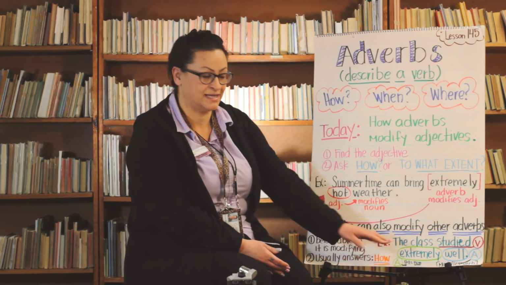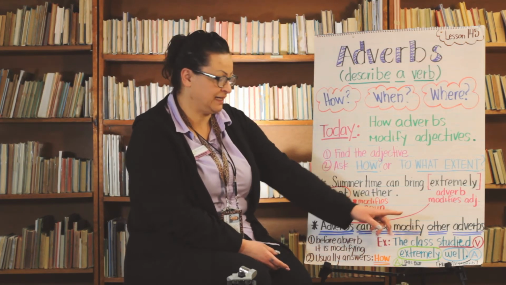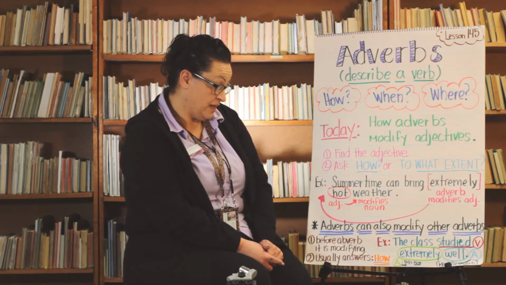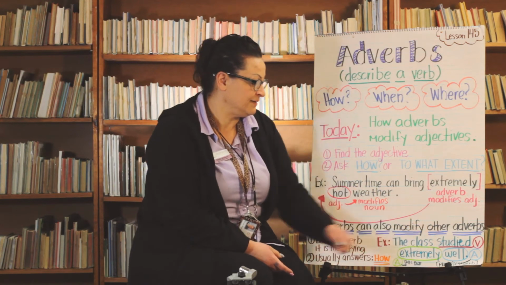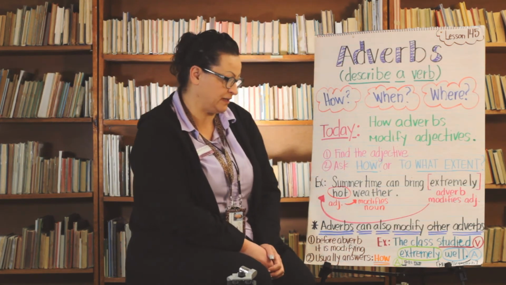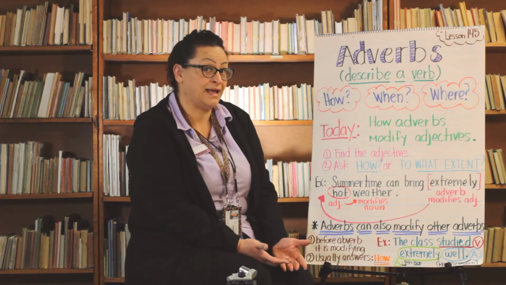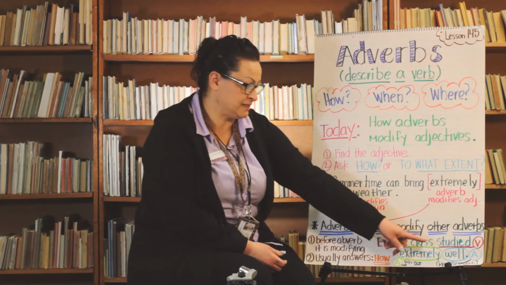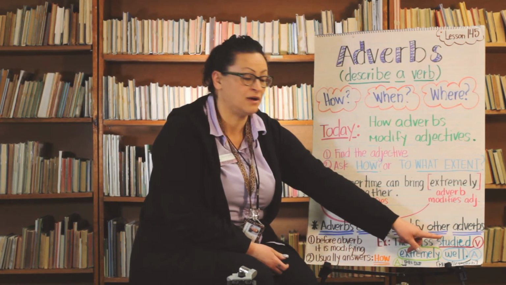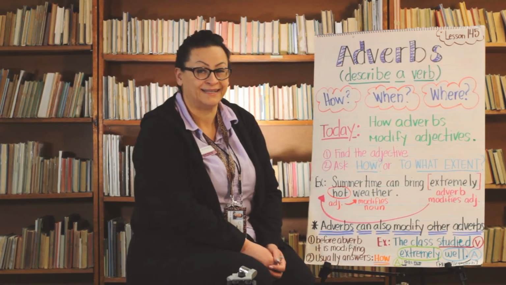So let's look at our sentence. The class studied extremely well. So we know that studied is what the class did, right? So we know that studied is our verb here. Well, we need to ask, how did they study? Well, they studied well, right? So we know that well is modifying our word studied.